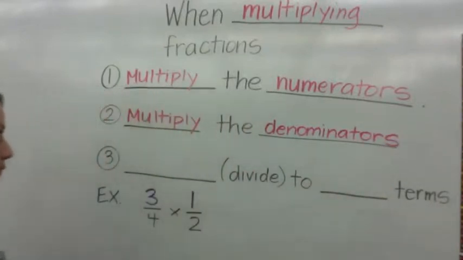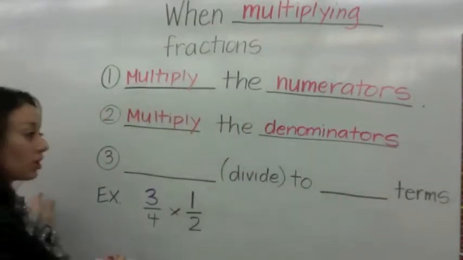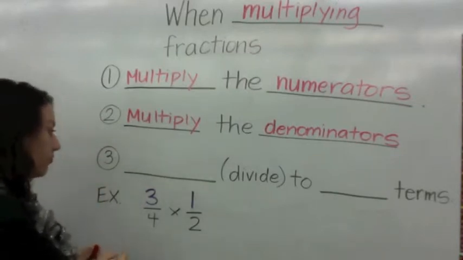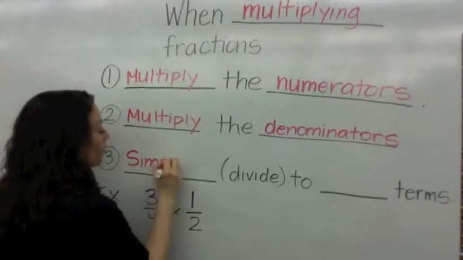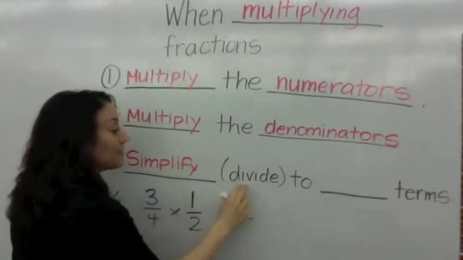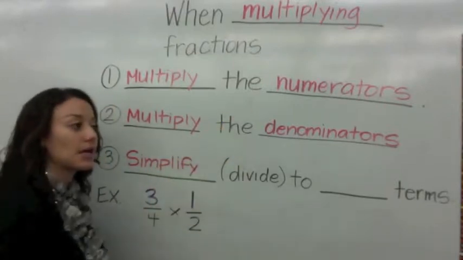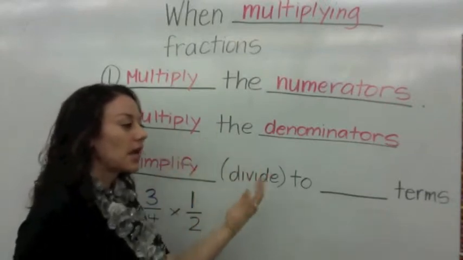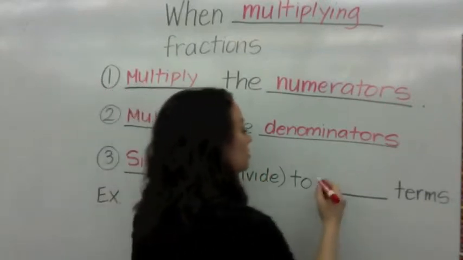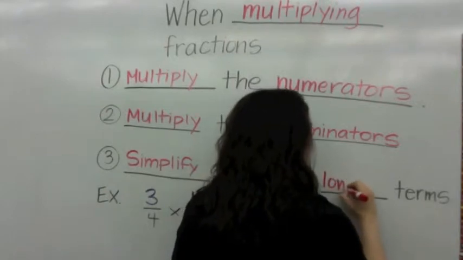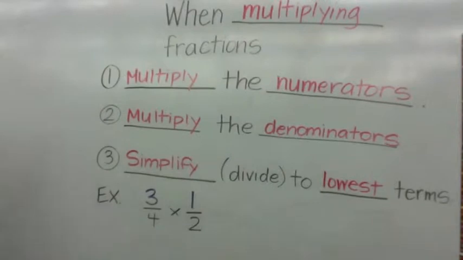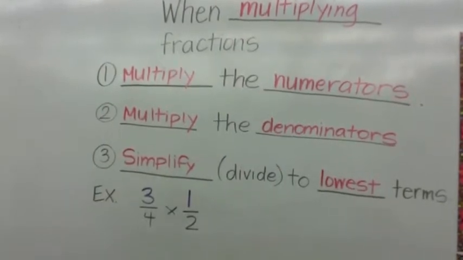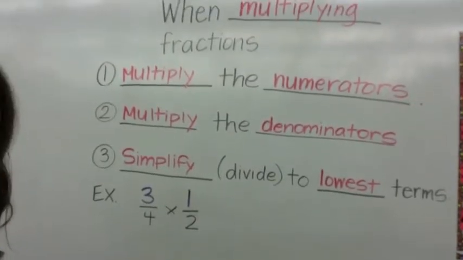Okay, now your last step, which you're going to use your multiplications chart for, is to simplify. Simplify is another word for divide the numerator and the denominator by the same number to get to lowest terms. So you're making the fraction look smaller, although it really is the same size. Okay, so I'm going to show you a little example. 3/4 times 1/2.